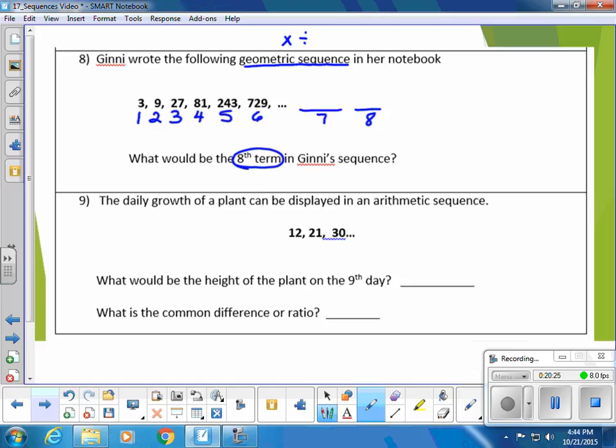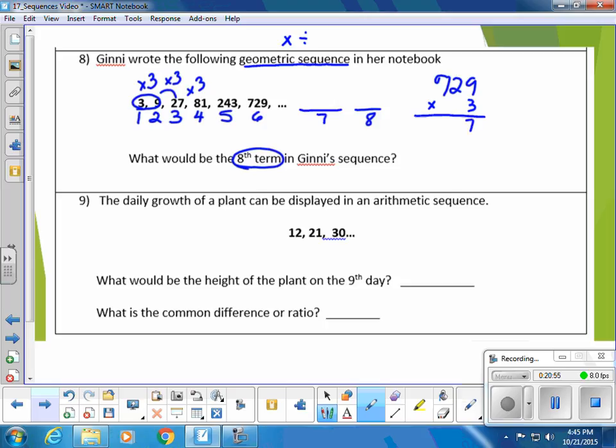And numbers are getting bigger, so would that mean multiplication or division? Hopefully you know that if the numbers are getting bigger, that means multiplication. Let's start where they're really little. And let's say, what are we multiplying by? To get from 3 to 9, I'm multiplying by 3. So each time, my common ratio is times 3. So we have to go from 729, and we have to multiply that times 3.